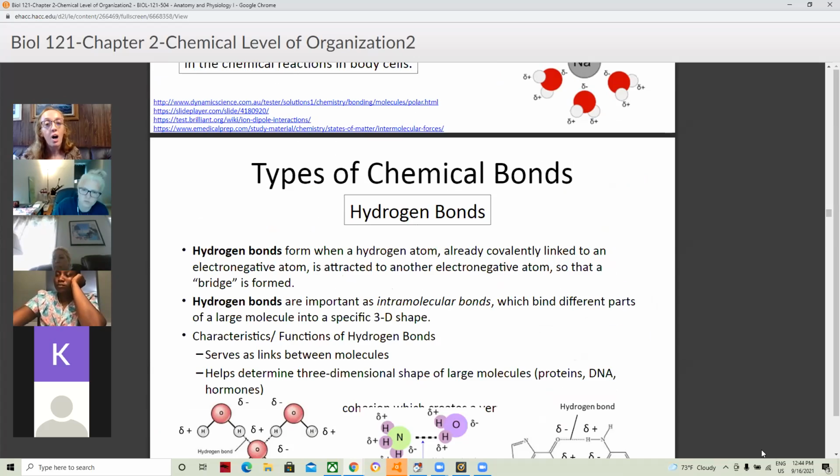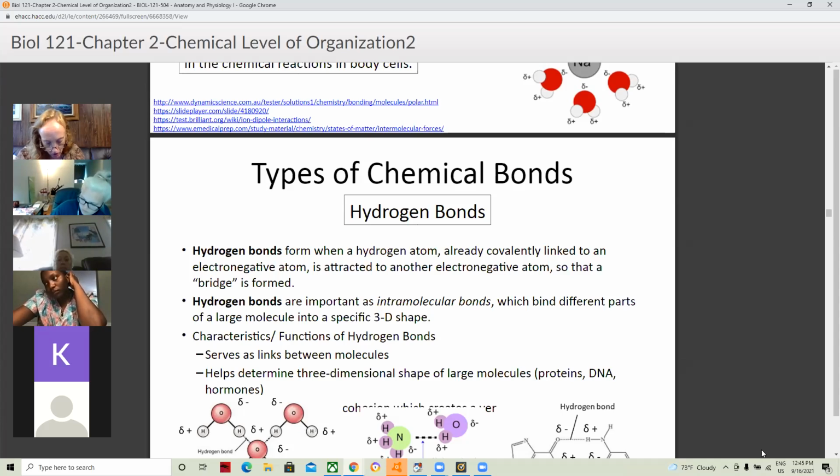because this is how hydrogen bonds result. Hydrogen bonds form when a hydrogen atom that's already linked to an electronegative atom is attracted to another electronegative atom so that a bridge is formed. So the partial positive charges on the hydrogens are attracted to the partial negative charges of another electronegative atom on a different molecule, forming a bridge.